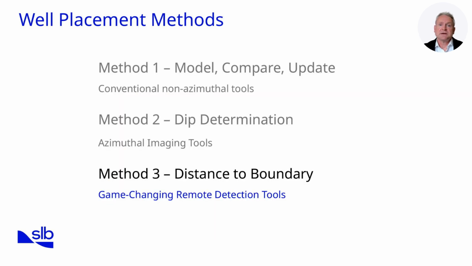Now let's move on to method 3. Distance to boundary leverages advanced detection tools to see ahead of the bit. These tools detect resistivity contrasts at distances of several feet, enabling proactive steering. Next, we'll focus on Periscope, a game-changing boundary detection service that allows accurate, proactive well placement.